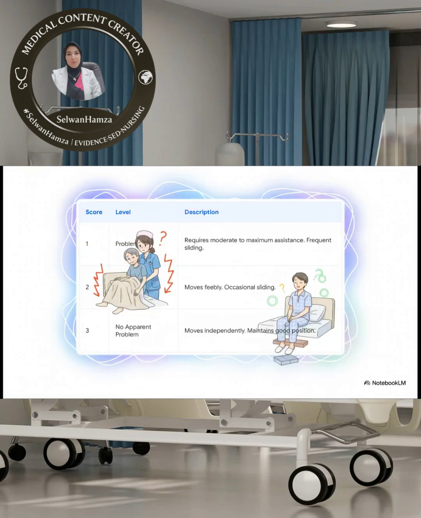What's interesting here is that this subscale is a little different. It only has 3 levels. A score of 1 means there's a definite problem. The patient needs maximum help to move and they slide down a lot. A 2 indicates a potential problem. They might move feebly or slide sometimes. And a score of 3, no apparent problem, is for a patient who can move independently and keeps a good position.